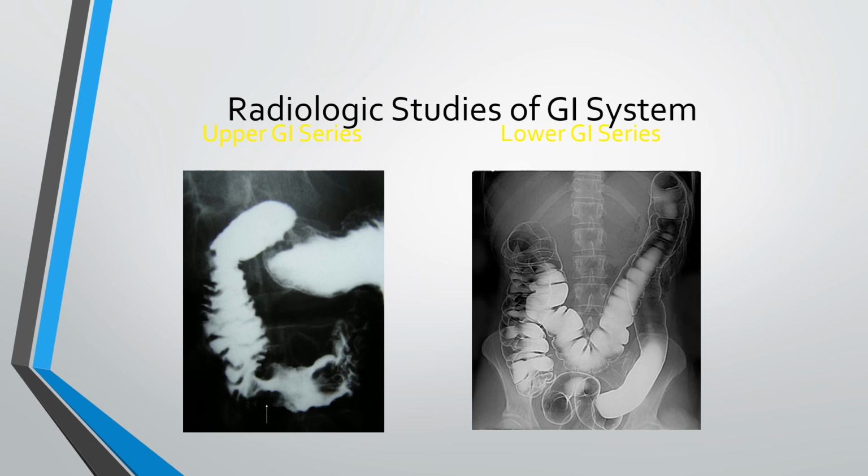A lower GI series is done with a barium enema. It really looks at the lower GI system by means of fluoroscopy, and the enema fills the colon, and you can see the contrast media. Really, it can detect polyps, tumors, and other lesions.